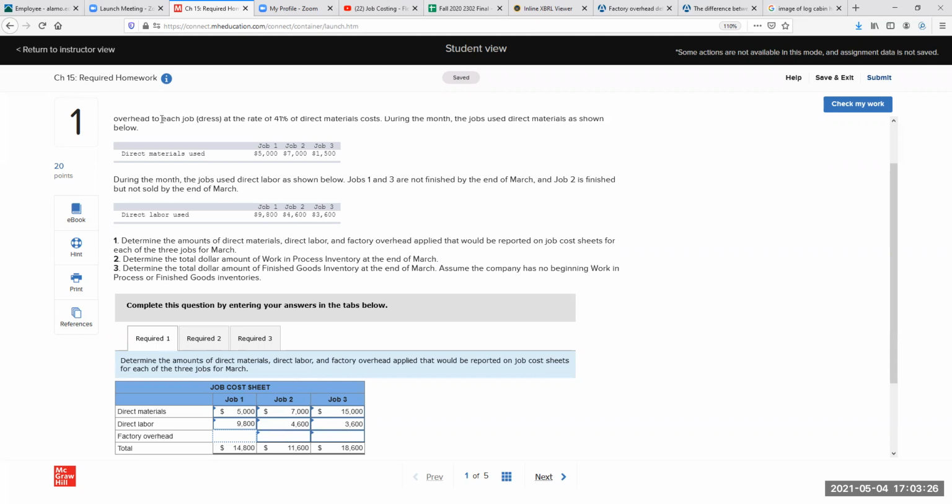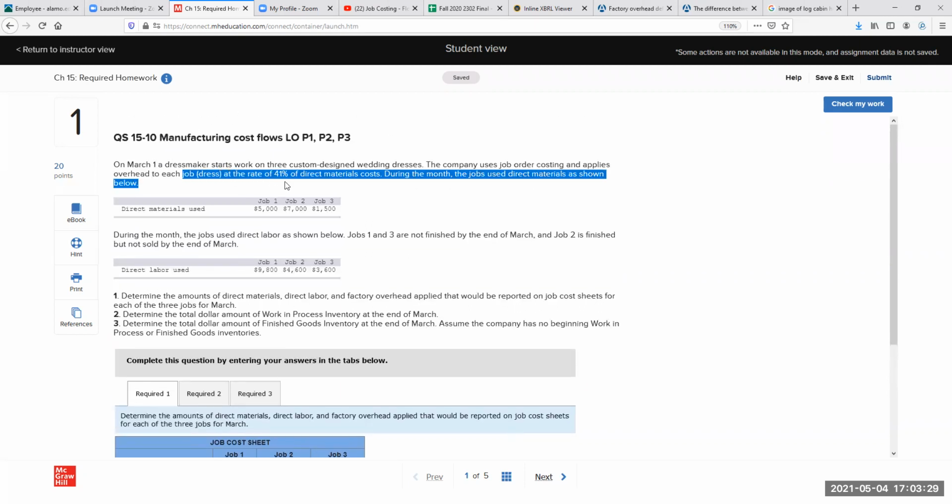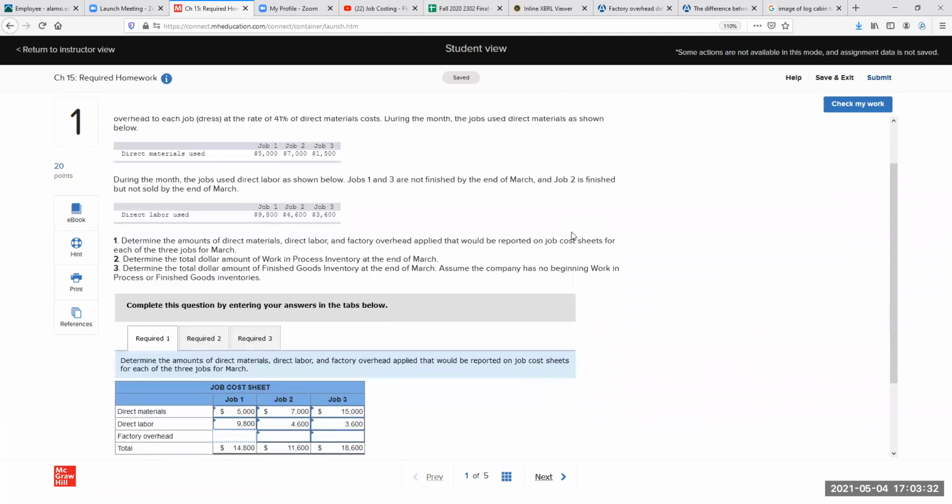Now, in this case, it says overhead is applied to each job at the rate of 41% of direct materials. So 5,000 times 0.41 is 2,050, and 2,870 and 15,000, 61.5. So now we're saying that this job, the big three, costs this much. Job two, the sum of those materials, labor, overhead is this much. Job three costs this much.